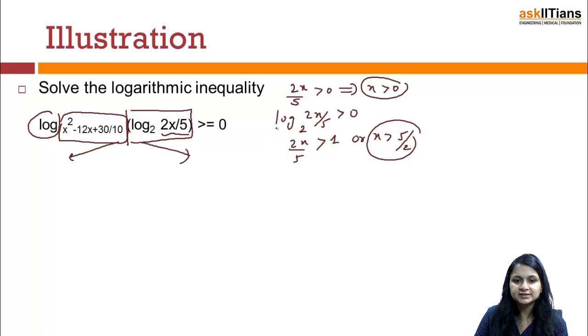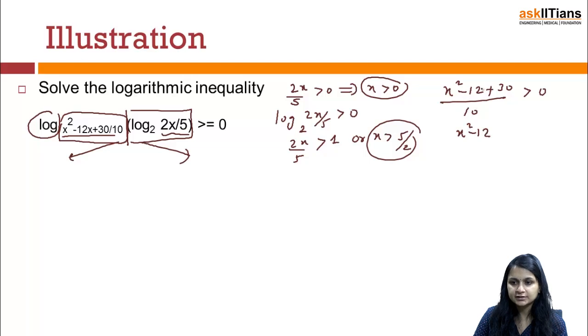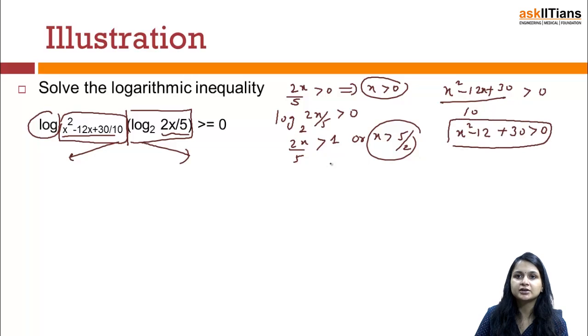Okay, some more basic conditions about the base. Now this base should also be greater than 0. So I may say that (x square minus 12x plus 30) upon 10 should be greater than 0. So I'll have x square minus 12x plus 30 greater than 0. Okay, let's keep it as it is. We always remember that it will be greater than 0.